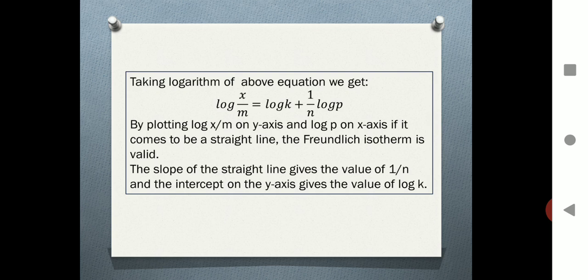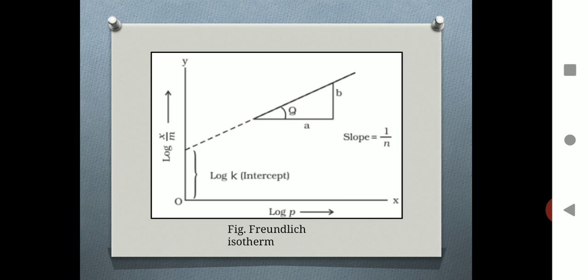Now the slope of the straight line which is obtained by plotting log x by m against log p will give you the value of 1 by n, from which easily we can calculate the value of the constant n, and the intercept on the y-axis will give the value of log k, again from which we can calculate the value of k. So this is the sort of graph that is obtained on plotting log x by m against log p, and this is known as the Freundlich adsorption isotherm.